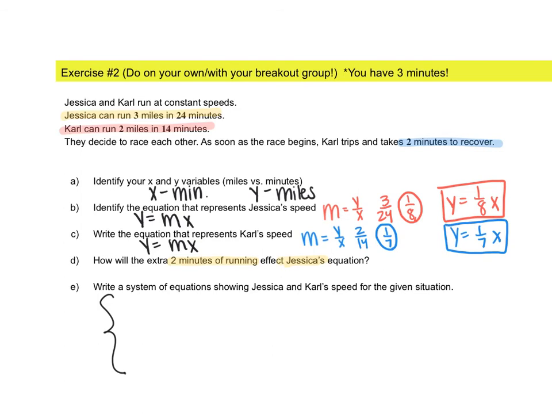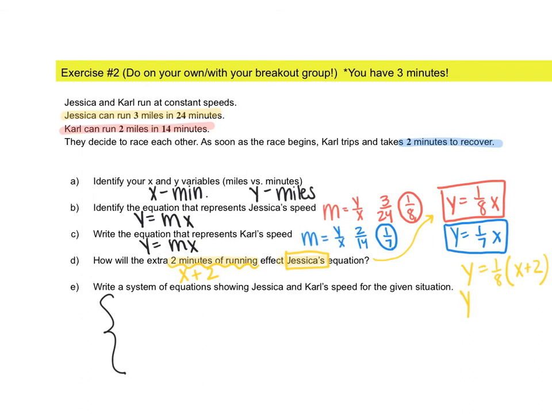Okay. Now, in this case, Carl trips, and he takes 2 minutes to recover. So it turns out that Jessica gets an extra 2 minutes to run without him doing anything. So for the extra 2 minutes, we're going to be adding 2 to our x, and we're going to make sure that this is for Jessica's equation. So Jessica's equation was this first one we did, the red one. So I'm now going to write out what's going to change to her equation. We have 1/8, and we're just adding 2 to our x.